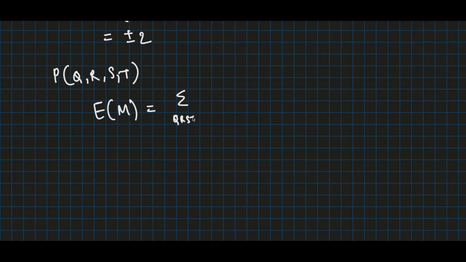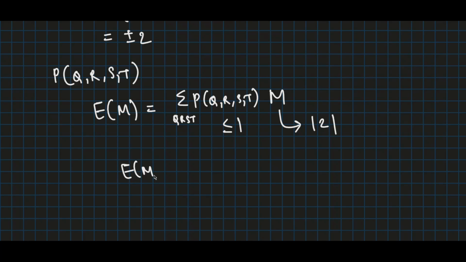Now let us define a probability distribution given by P such that the mean value, or the expectation value, of the quantity M would be equal to the summation over QRST of the probability distribution into the quantity M. Now we know the value of M is 2 and the probability would always be less than or equal to 1. Therefore, the expectation value or the mean value of the operator M would be less than or equal to 2.